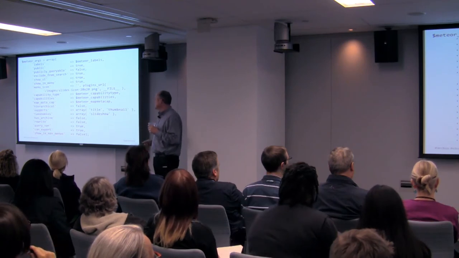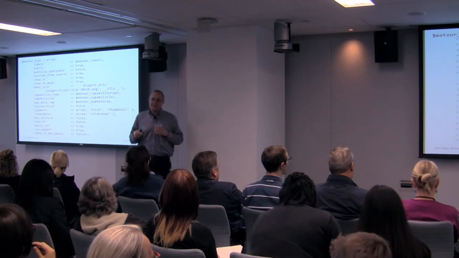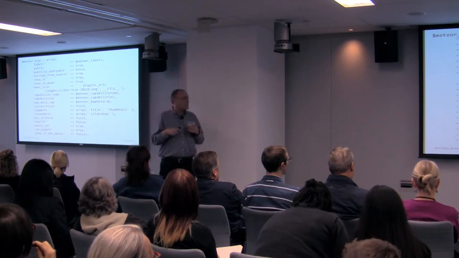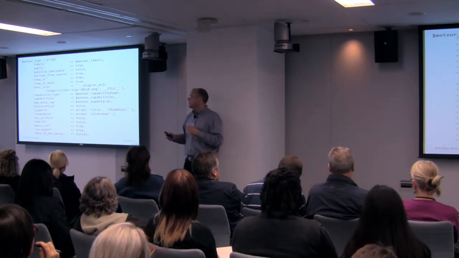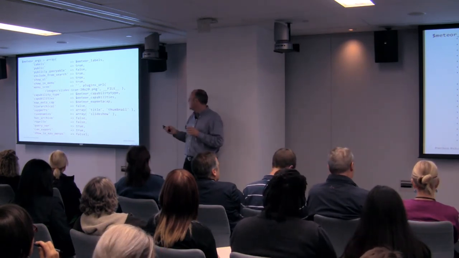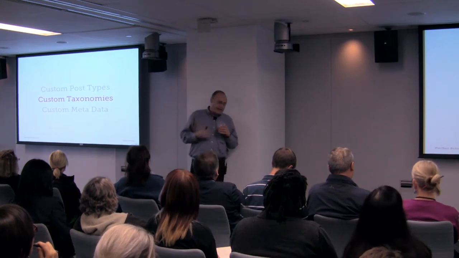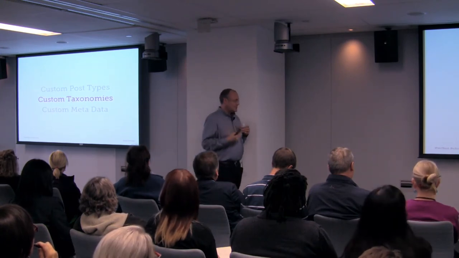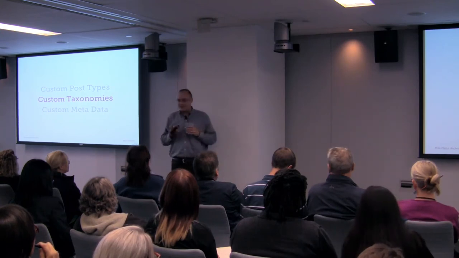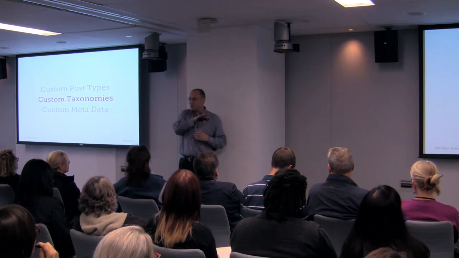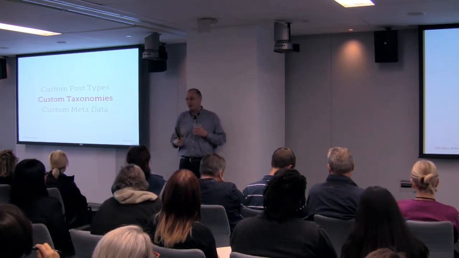You can determine whether it's included in search. You can set your own set of capabilities. So just as in WordPress roles, you can determine that different roles have different capabilities, you can set up your own capabilities for who gets to edit this content type. It's really a full-blown way of letting developers create custom content types that are neither just pages nor just posts, but are something entirely different, right? And it lets you actually do content modeling.